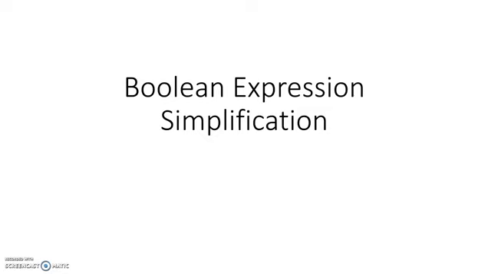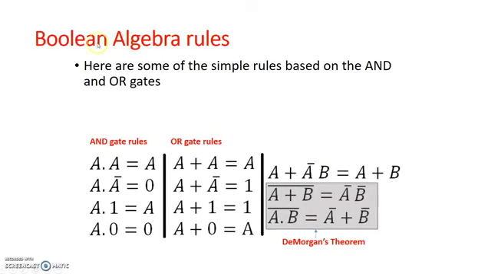Okay, welcome back. In this video, we will use Boolean algebra to simplify a few expressions. We'll work through a couple of examples and I'll highlight which rules are being used. So just a quick summary of what rules we're going to use. So here are some Boolean algebra rules. These rules are based on the AND gate logic. So here are my AND gate logic rules, and here are my OR gate logic rules.